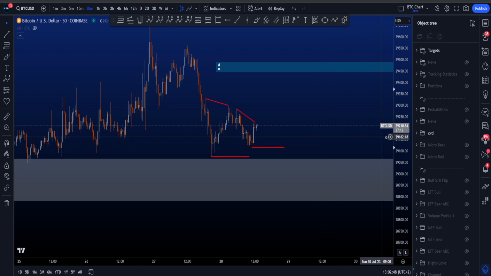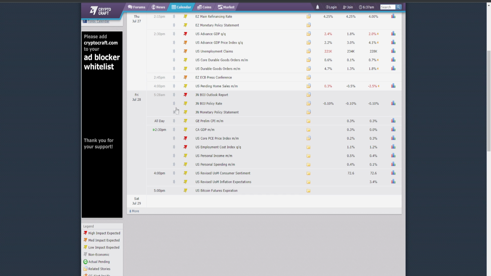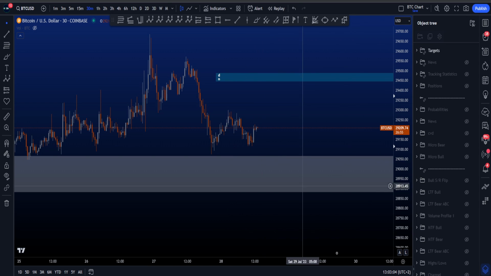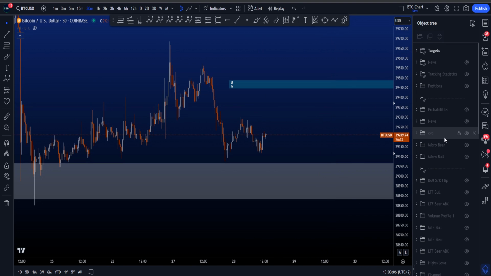But the news is coming. It might be very volatile, and CVD might not be respected at all, because if we look at the news, 2:30 p.m. Central East European time, the red flags over here, we have news coming in. So make sure you trade safe around these hours, because price might be very volatile either to the up or the downside, but at least we are prepared for what we want to see.